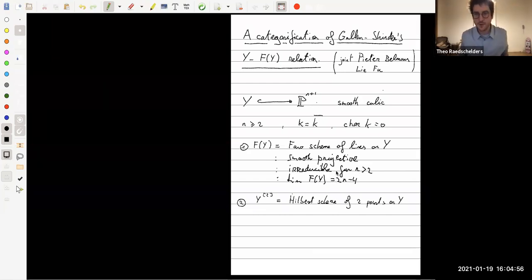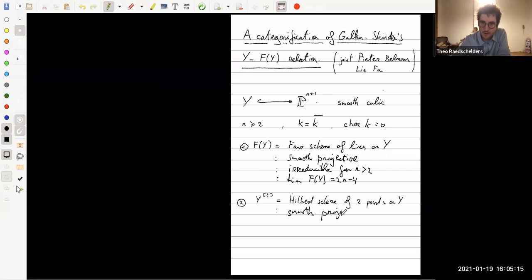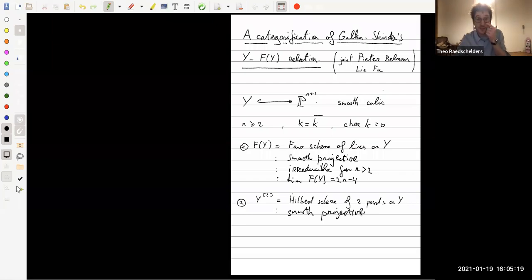Of course, we know much more about this Fano variety. I'll come back to this, but that's all we need for now. And the second moduli space is the Hilbert scheme of 2 points on Y. So this is always smooth projective whenever we start with a smooth projective variety. So it's the scheme parameterizing the length 2 closed subschemes. Of course, there are not many options for a length 2 closed subscheme.